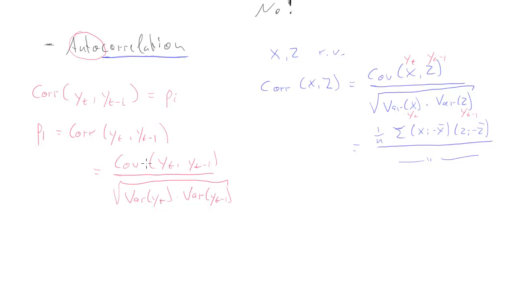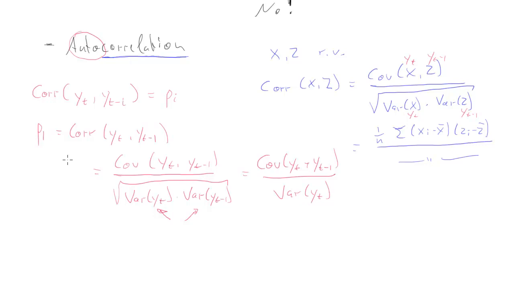So essentially yt and yt minus 1 are the same thing, okay? It's the same series, just offset by one period. Therefore, if we look at them individually, these two things are going to be the same. So we have variance times variance, which would be variance squared, and the square root of the variance squared would just be the variance. So what we basically get here is the covariance of yt and yt minus 1 divided by the variance of yt.